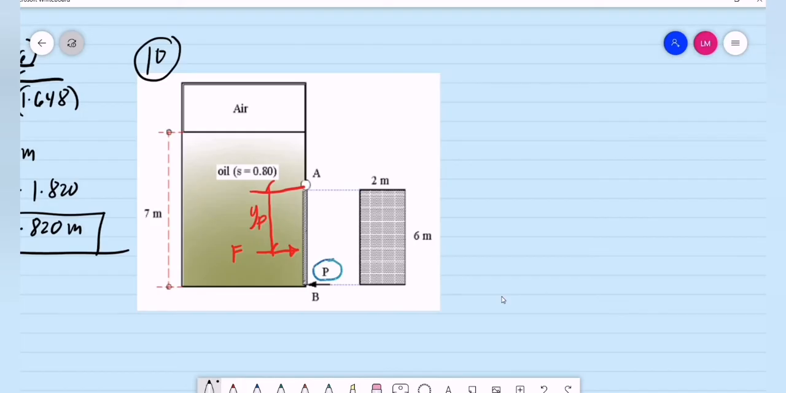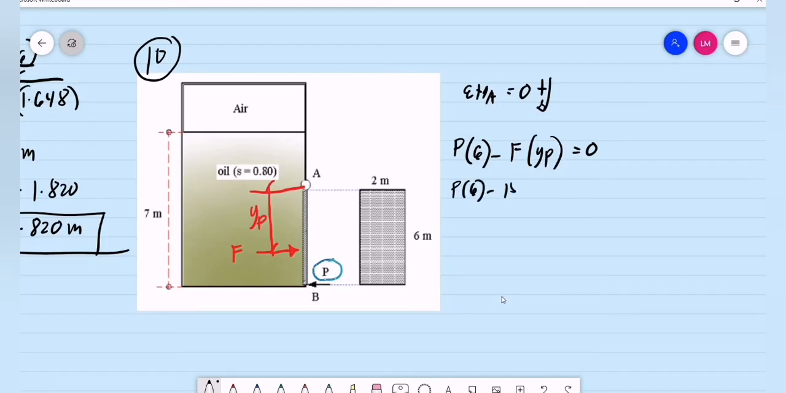We are just to apply mechanics. We can do summation of moments at A equal to 0, with clockwise moments positive. So the clockwise moment is the force P multiplied by how far force P is from A, that is 6 meters, the height of the gate, minus the force F multiplied by the y sub P, equal to 0. All we have to do is substitute. So we have the force P multiplied by 6 minus the force F, that is 155.184, y sub P is 4.820 meters, equal to 0.